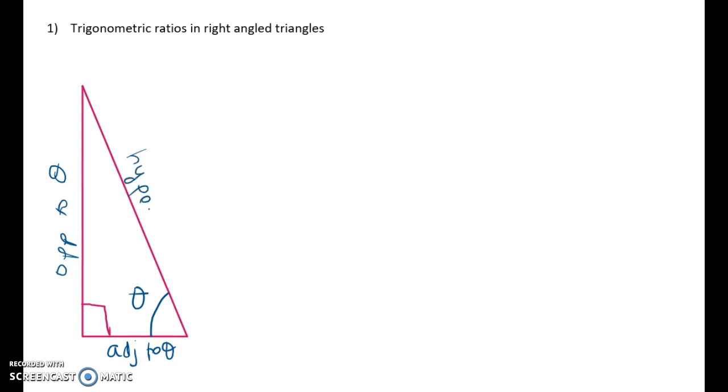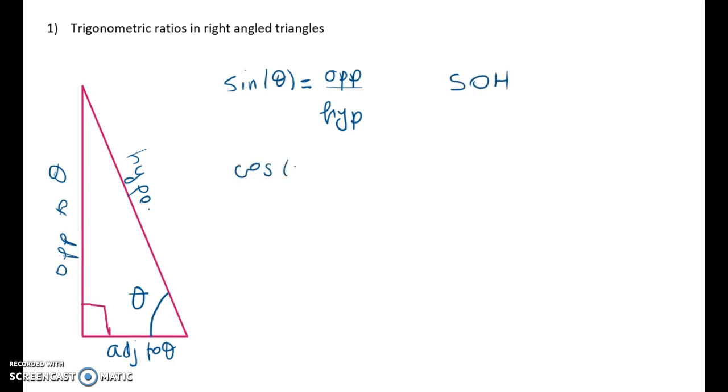Once we give those names to the three sides of the triangle with respect to the angle theta, we define the trigonometric ratios sine, cosine, and tangent. To define the sine, we need to find the ratio between the side opposite to theta and the hypotenuse. So this is in our SOHCAHTOA, the SOH part.